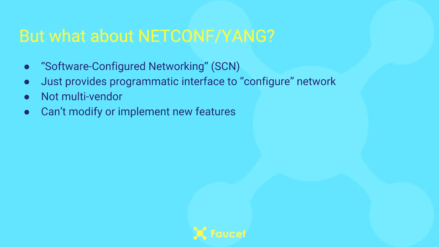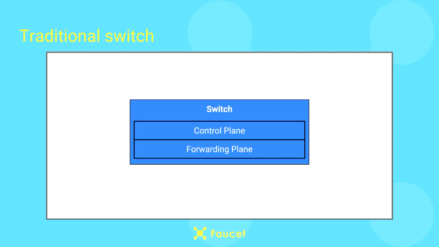Some may say at this point, I've heard of this NETCONF YANG thing that I can use. Well, this isn't quite SDN. This is more like software configured networking. A NETCONF model lets us push down and change the configuration of the device using the vendor configuration language. This is just kind of like a programmatic interface to the CLI. It's not multi-vendor. Different vendors have different ways of using it. They all have different features. And we can't actually change how the device works. We just have to rely on the code from the vendor to make it work.